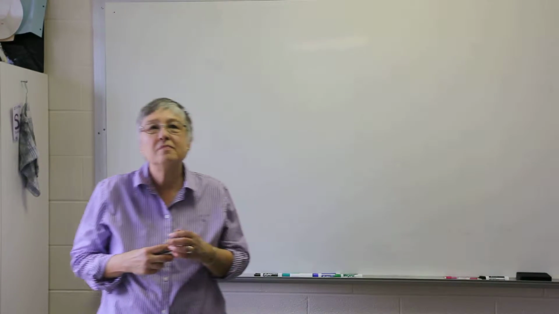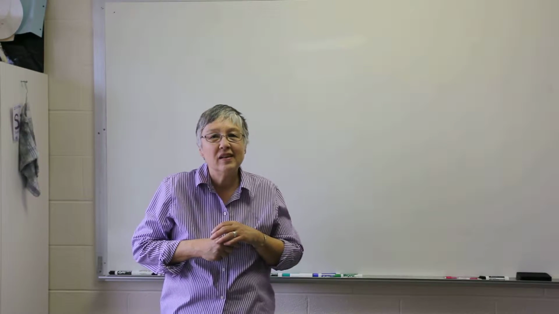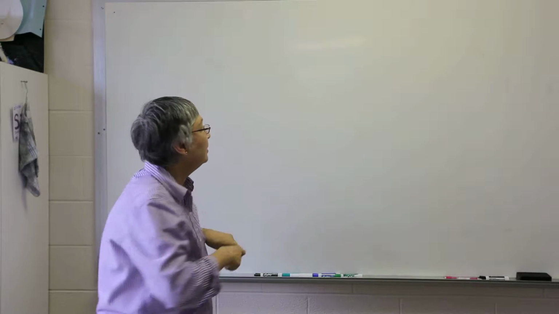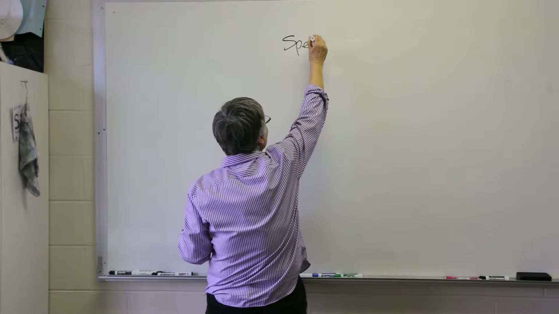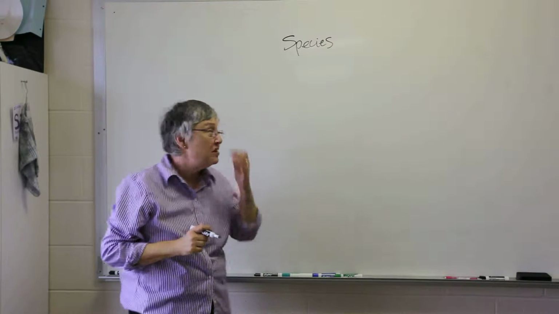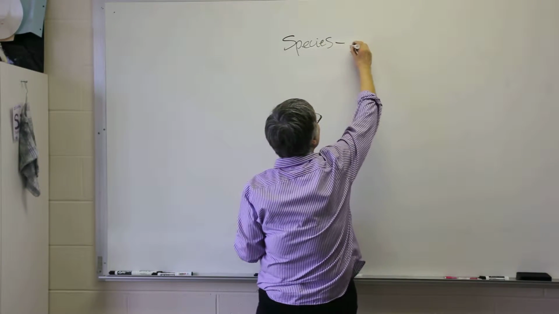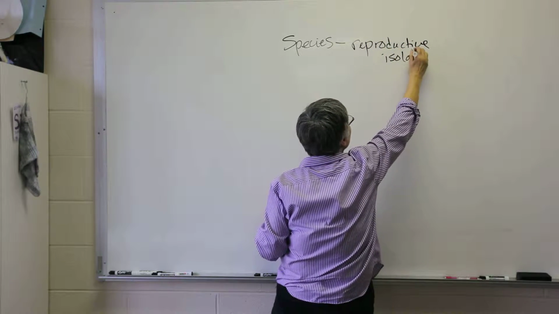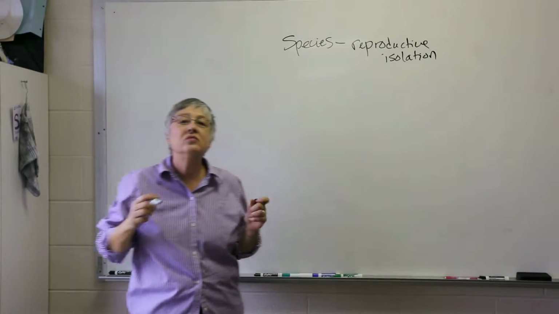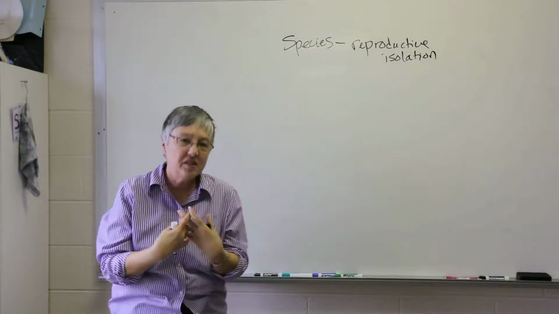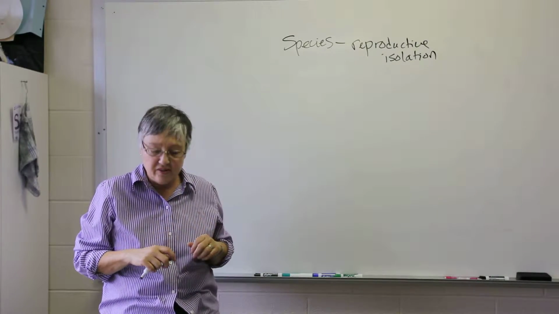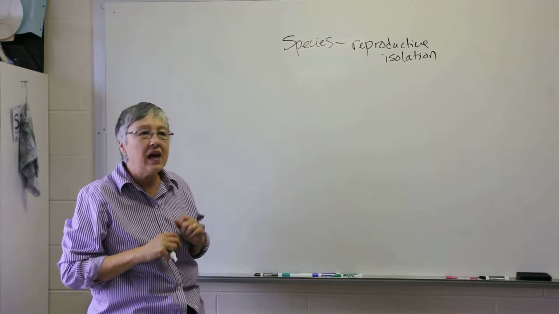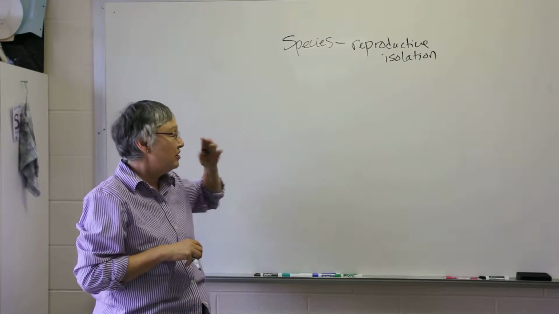All right, this is part 3 of the videos on chapter 15.1 in the textbook, and we've been talking about species and the definition of species and focusing on reproductive isolation. In other words, how do two different species, even if they live in the same area, maintain reproductive isolation? So we talked about 5 different categories of ways in which that occurs.